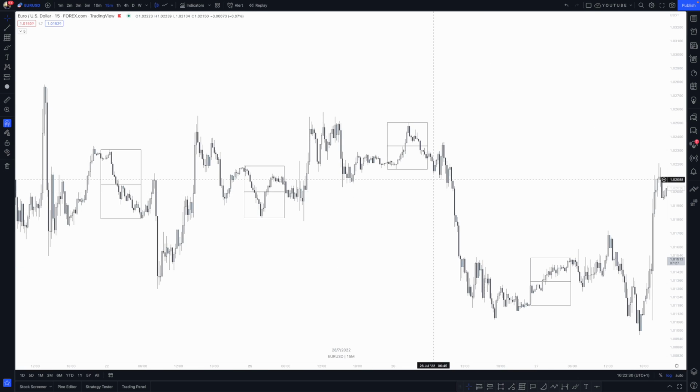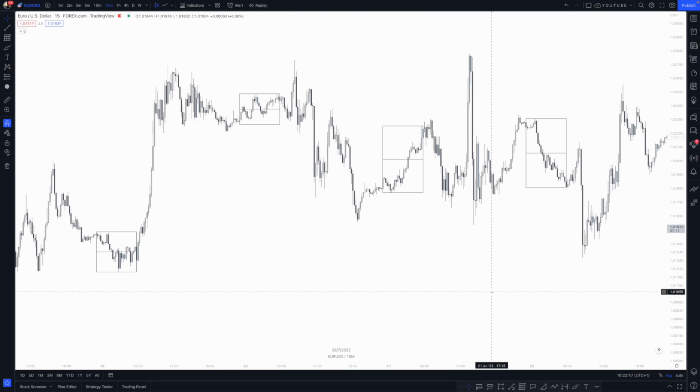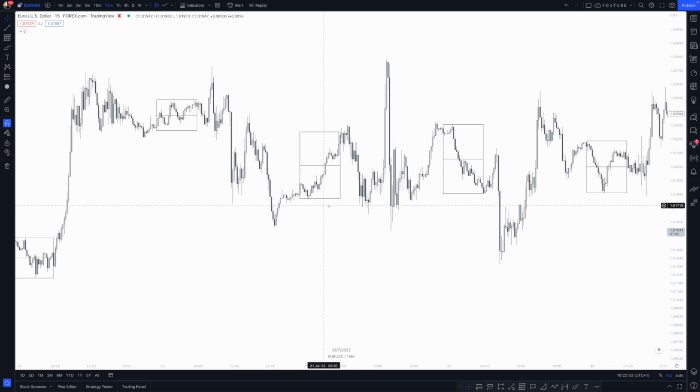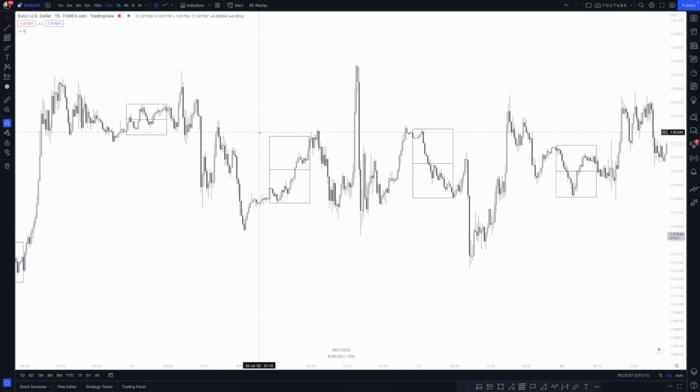So I'm just going to choose a couple of examples here. Let's have a look and see if there are any good examples that we can show you. This one right here might be good. We'll have a look at this one and see if we can get an entry. As you can see, we have the Asia session, and then we take liquidity from the upside. So are there any POIs that we can get involved in?